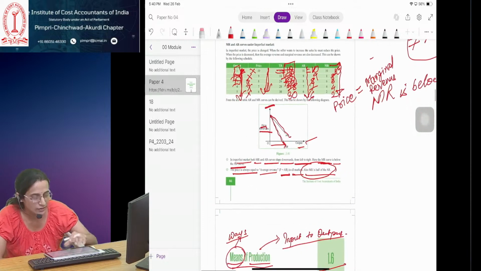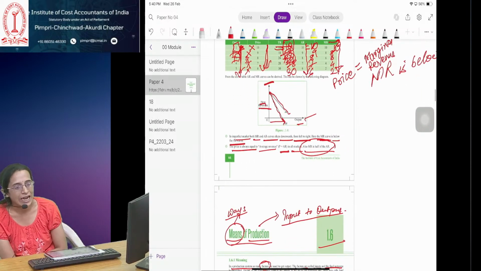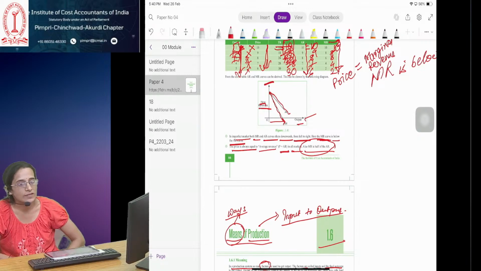Now we will revise this. At first we were seeing that in a perfectly competitive market, all the goods are homogeneous, so the price is constant. It is not determined by the demand or supply or by the buyers or the sellers in the market. If the price is constant and the market is perfectly competitive, average revenue is equal to what? Marginal revenue. And average revenue will also be equal to the price.